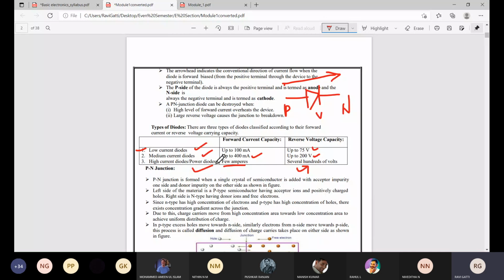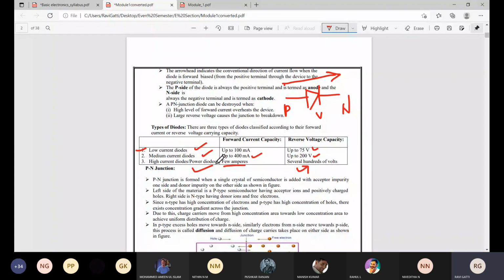You can ask me, where can we use these low current diodes? In the applications we have studied, like digital circuit implementation, if you want to create an on and off switch, then we can use low current diodes. Or, as I told you, we use them in rectifiers. If the input supply is 5 volts, then we can use these low current diodes.